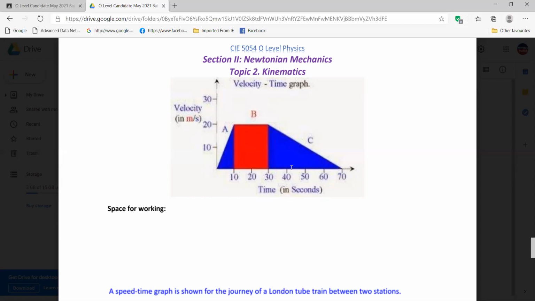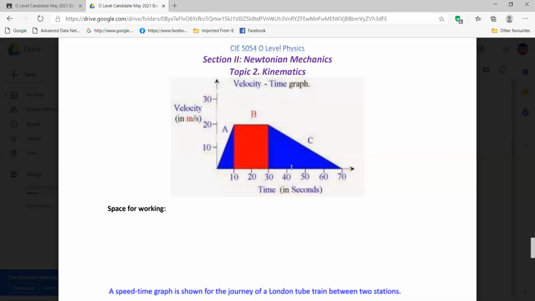300. How? What is the formula of average speed? We should divide it by t. Yeah, the total distance you should divide by t. What is the value of t here?